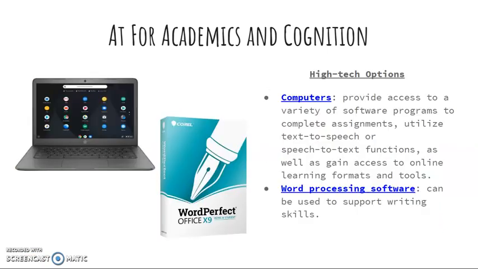Some high-tech options for academics and cognition include computers and word processing software. With computers, the possibilities are really endless. Computers are highly motivating to our students with ASD and can provide access to a variety of software programs to complete assignments, utilize text-to-speech or speech-to-text functions, as well as gain access to online learning formats and tools. Computers can be a part of a student's daily routine and curriculum planning, not just used as a reward.